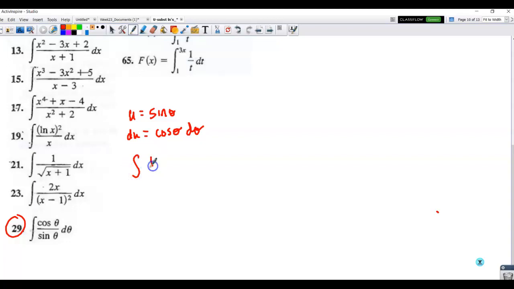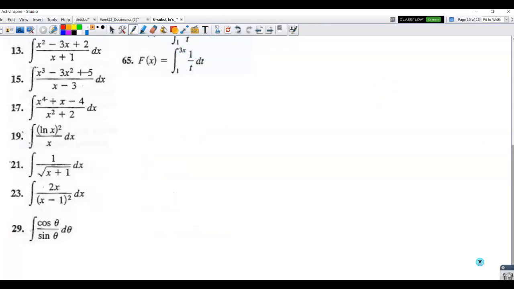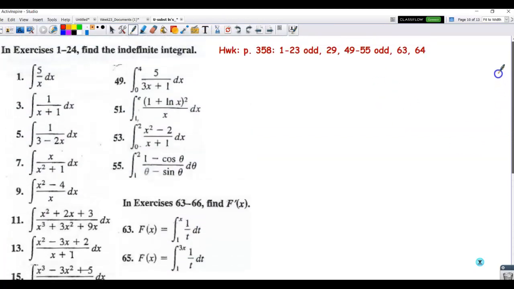So I end up with 1 over u du. There it is. So I get ln absolute value of u plus c. Substitute in my u, which in this case is sine theta, plus c. All right, let's go to the next set, where now we're going to go to definite integrals, 59 to 55 odd.